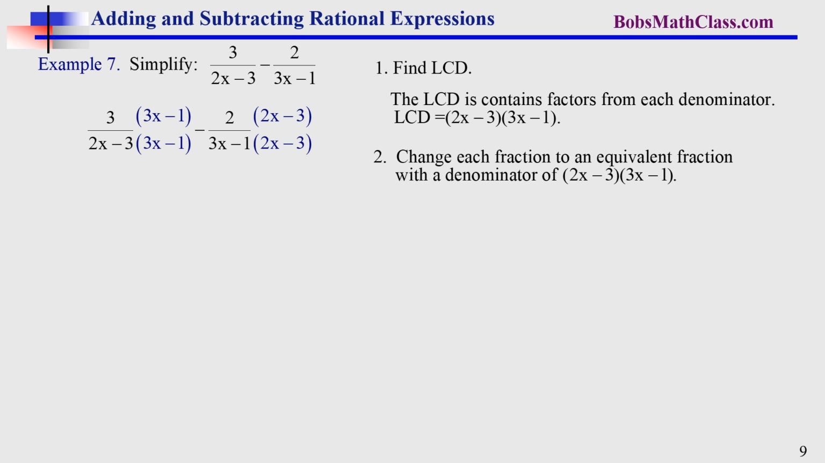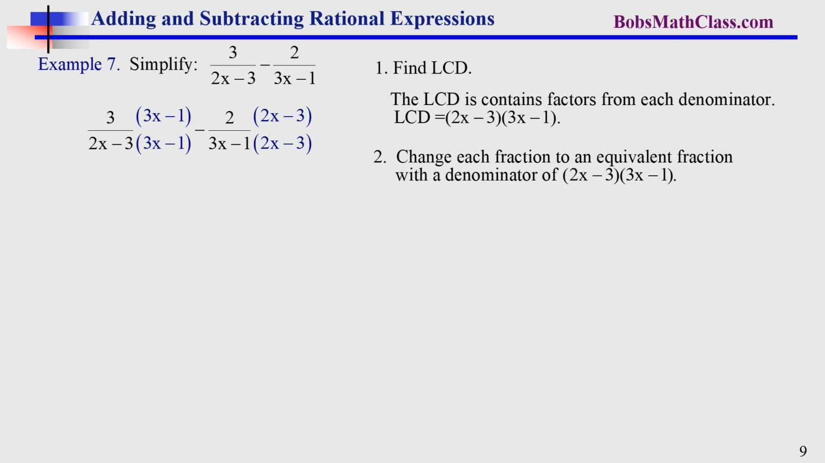So this first fraction needs a 3x minus 1. Whatever you do to the bottom, you do to the top. The second fraction needs a 2x minus 3. Again, whatever you do to the bottom, you have to do to the top. This time I put the two factors after the numerators because it's easier to distribute with the 3 in front of the binomial and the 2 in front of the binomial.